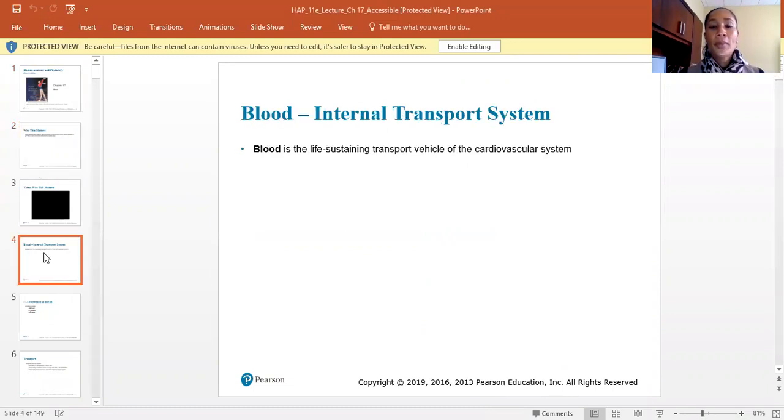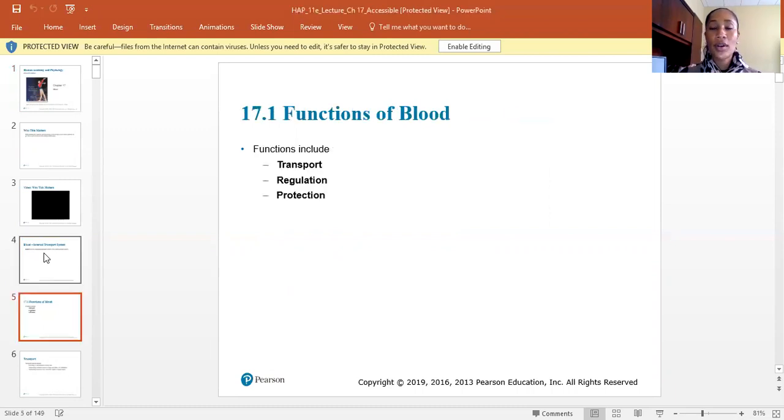Okay, so blood, remember, is one of our types of tissues. More specifically, it is a connective type of tissue and it's fluid. And blood is the life-sustaining transport vehicle in our bodies. So blood is going to be responsible for transporting any type of nutrient, hormone, gas, waste products. It's the transportation method, the vehicle that our body needs to allow for things to flow through our bodies.